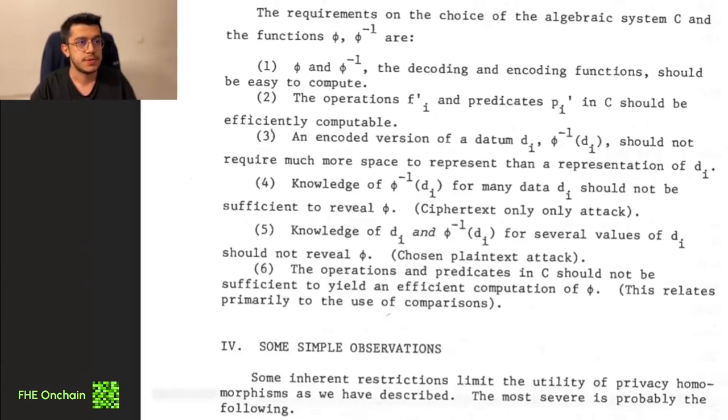Knowledge of di and the encoding of di for several values of di should not reveal phi. This is the chosen plaintext attack. It's really similar. The operations and predicates in C should not be sufficient to yield an efficient computation of phi. Yeah, this basically relates primarily to the use of comparisons.